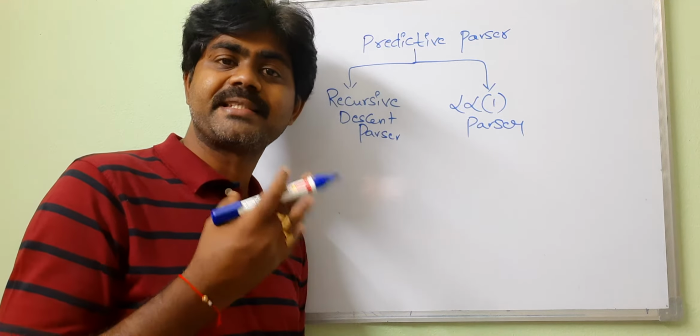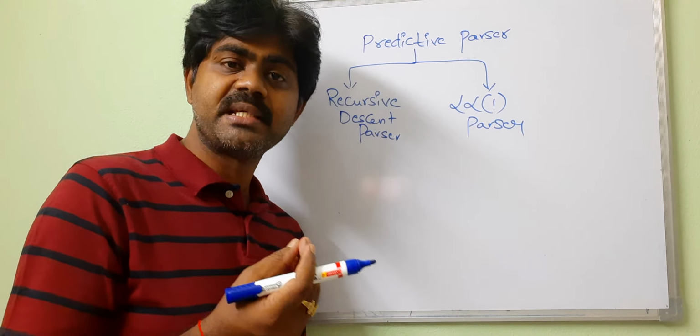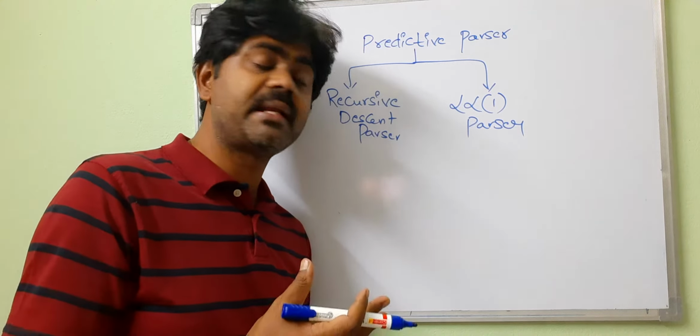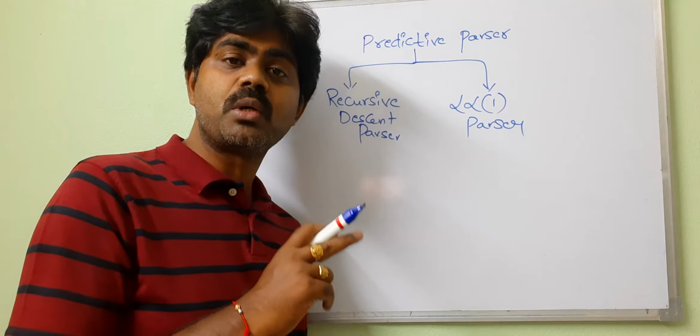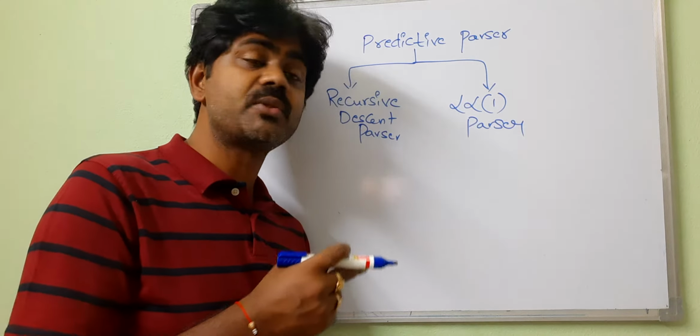There are some steps to be followed for recursive descent parser. We'll see what those steps are, and depending upon those steps we can solve our problem. And we also have LL(1) parser. These two are the most important topics in top-down parsing. So let's see recursive descent parser now.